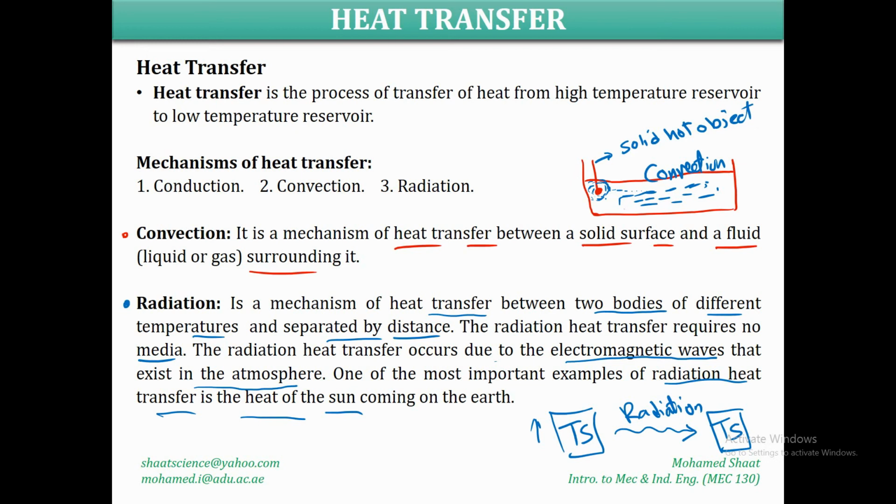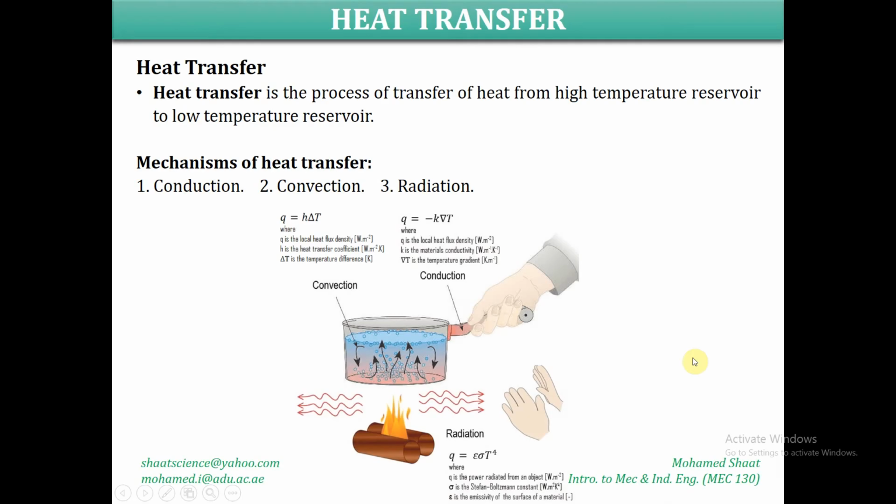So these are the three mechanisms used to describe the way heat is transferred from a high-temperature source to a low-temperature source. Make sense?